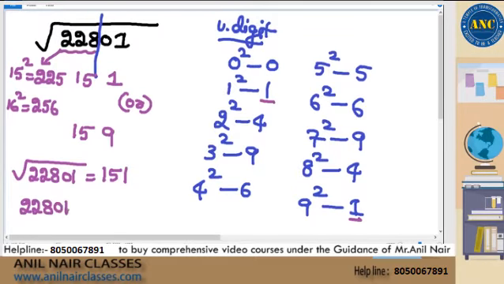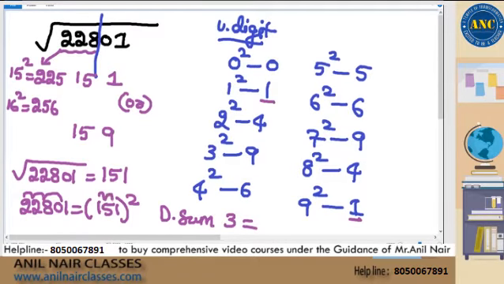22801, convert the square root into square. It is 151 square. 2 plus 2, 4. 4 plus 2, 8. 4 plus 8, 12. 12 plus 1, 13. Digital sum on the left hand side is 13. Right hand side also: 1 plus 5, 6. 6 plus 1, 7. 7 square is 49. 4 plus 9.